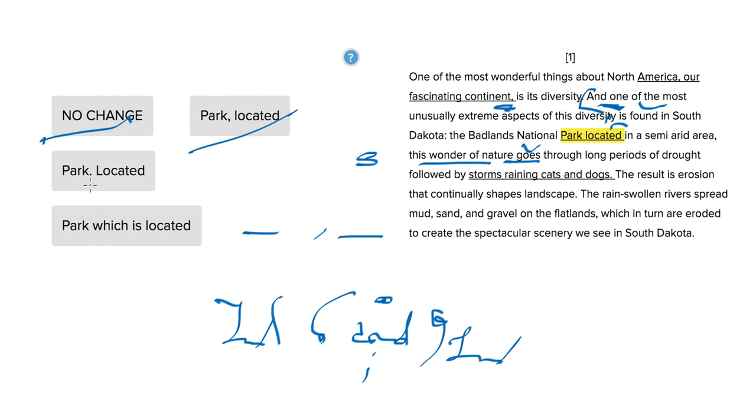Answer C says "Park, period." Okay, "Located..." This looks a bit strange. Let's see how that would work. So if we had a period here in this location and then started "located in a semi-arid area, this wonder of nature goes through long periods of drought followed by storms," this is fine. The "located in a semi-arid area" would be a dependent clause, not an independent. But what follows, "this wonder of nature goes through long periods of drought followed by storms raining cats and dogs," is an independent clause. And you can have a comma, whoops, not a semicolon, a comma, in between a dependent and an independent clause any day.